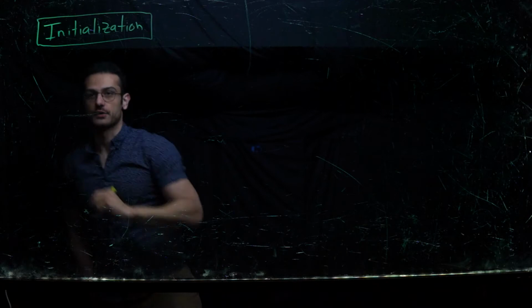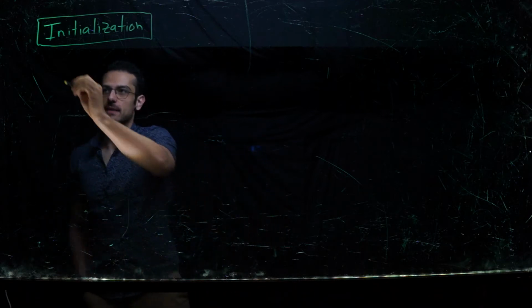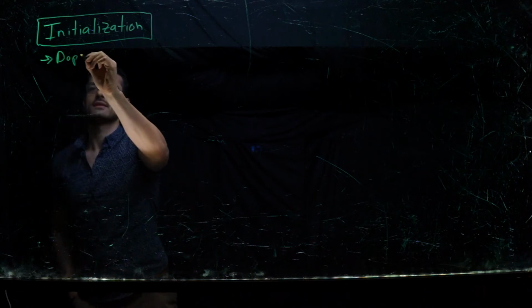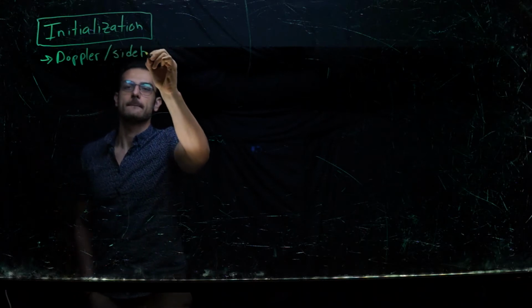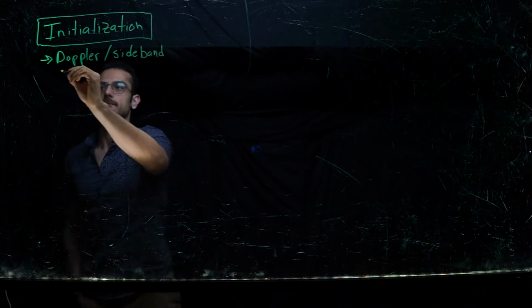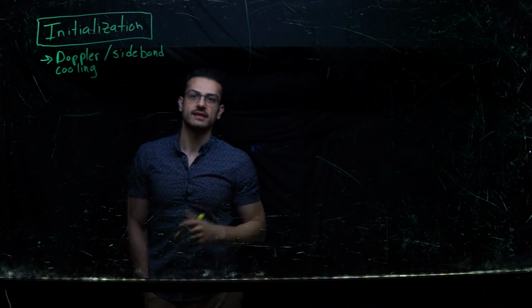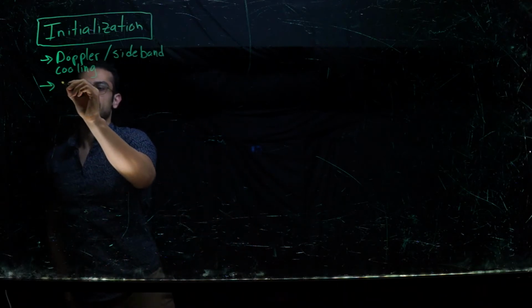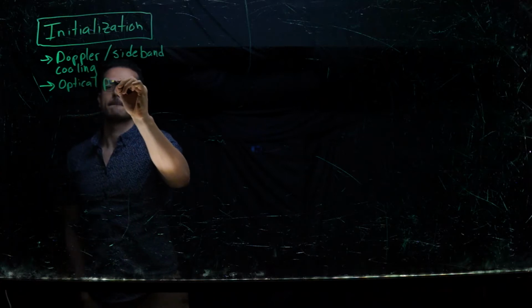And initialization of the qubits is done in essentially two steps. So first is cooling. We're going to do this with Doppler cooling and sideband cooling. And then we're also going to need to do some optical pumping to sort of clean up the state. And I'll show you what I mean by that.